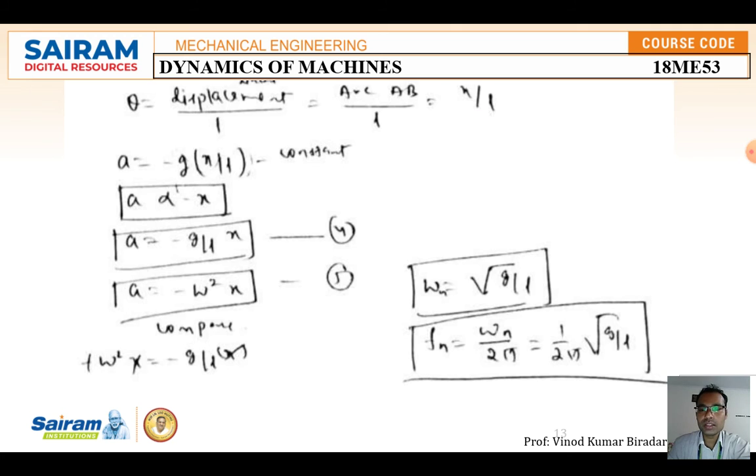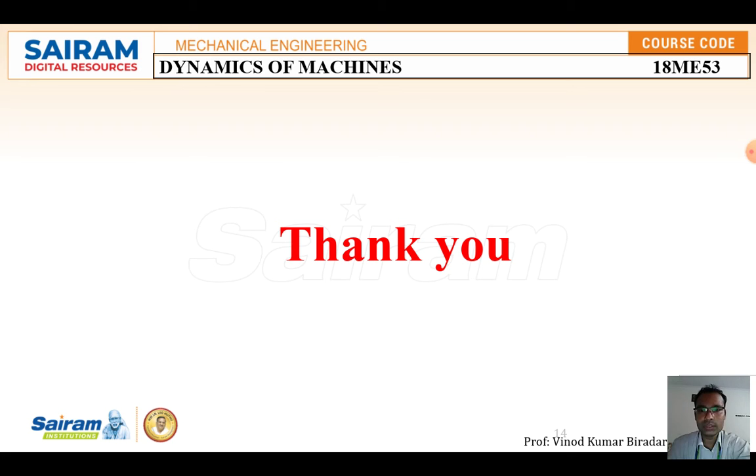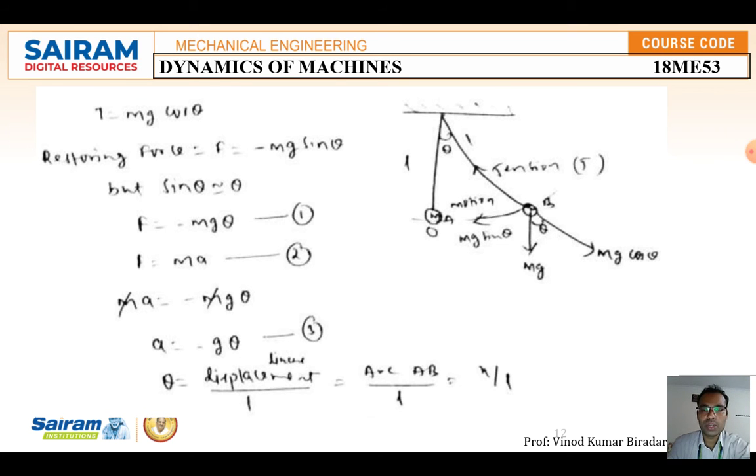So there is another method also. Okay, so this is another method to determine it. Here, same, so here I is equal to what? mg cos theta, considering the other method. Okay, restoring force f of x, f is equal to what? mg sin theta. But sin theta is very small, that is equal to theta, so f is equal to mg theta.